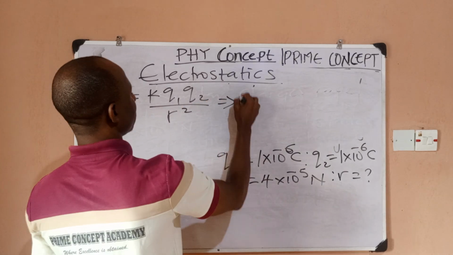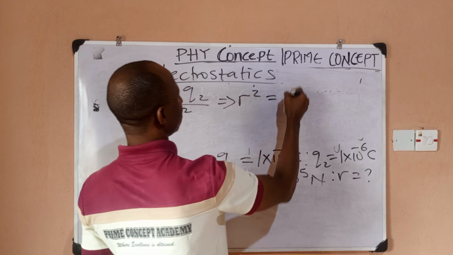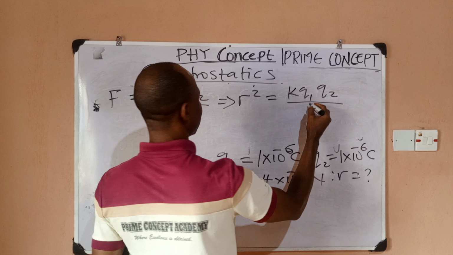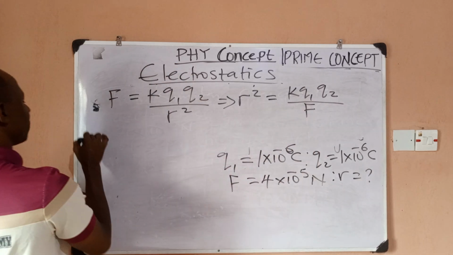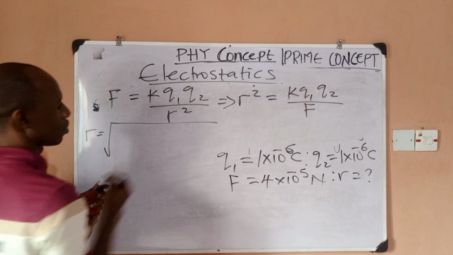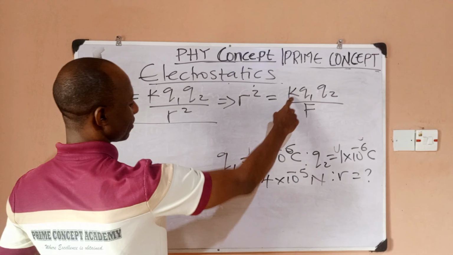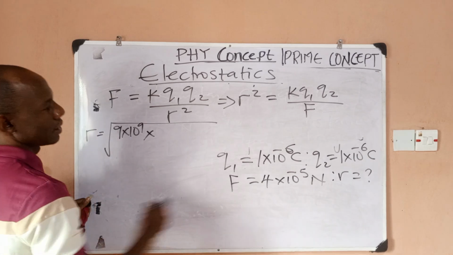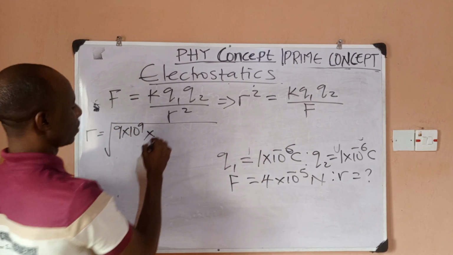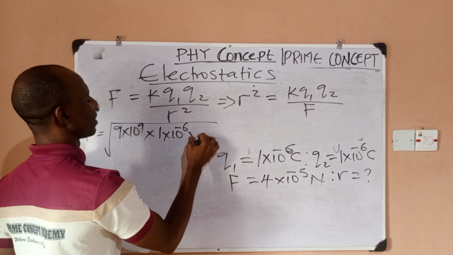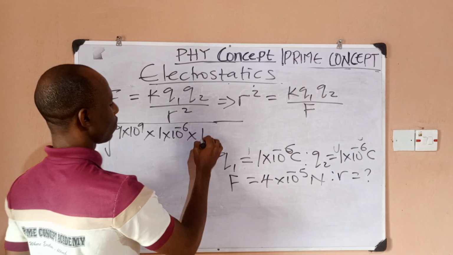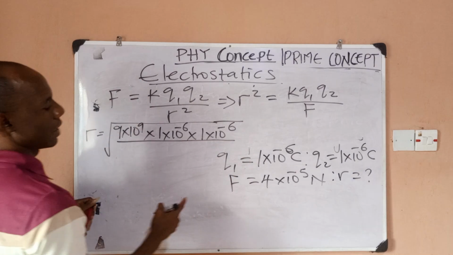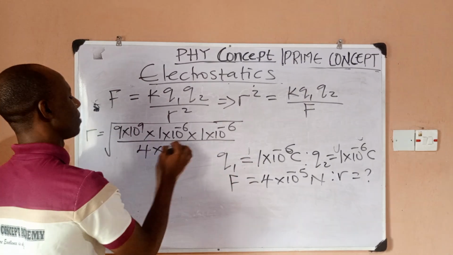So I would have that R squared is going to be K Q1 Q2 divided by F, right? Automatically my R is going to be the square root. So let's go direct. K has a value I gave you already. K is 9 times 10 to the power 9, times Q1. What is my Q1? 1 times 10 to the power minus 6. What is my Q2? Q2 is 1 times 10 to the power minus 6. All divided by my F. What is my F? 4 times 10 to the power minus 5.